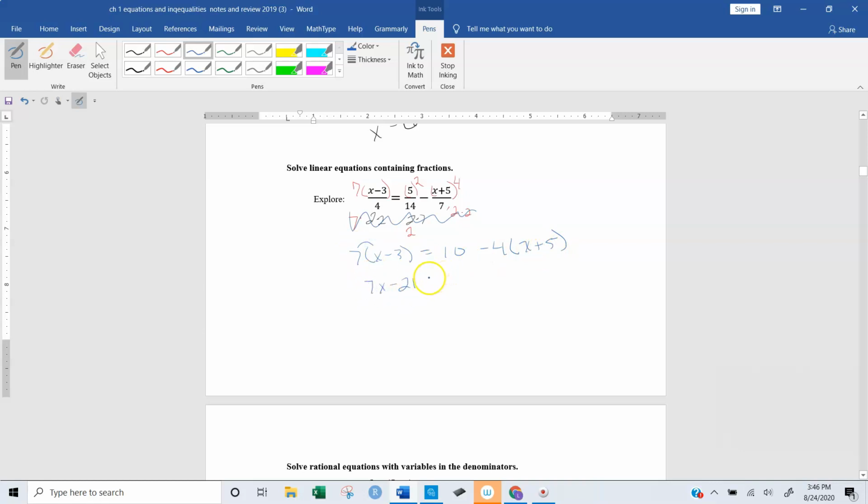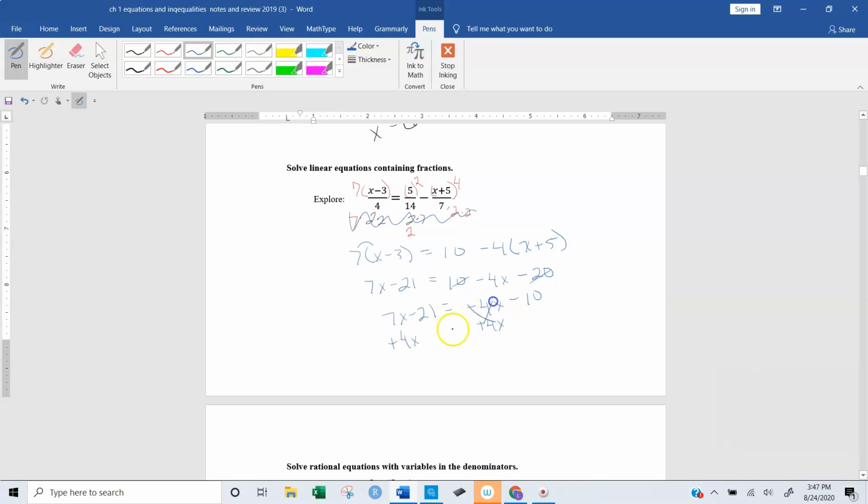And you're going, Mrs. Carter, what are you doing here? This is where I think you probably made a mistake. Did you distribute your negative through? Do you have a negative 4x minus 20 is what I want to know. All right, let's combine these here. So now we got 7x minus 21 equals, this here would be negative 4x minus 10 when I combine these two. All right, I'm going to bring the 4x over this direction.